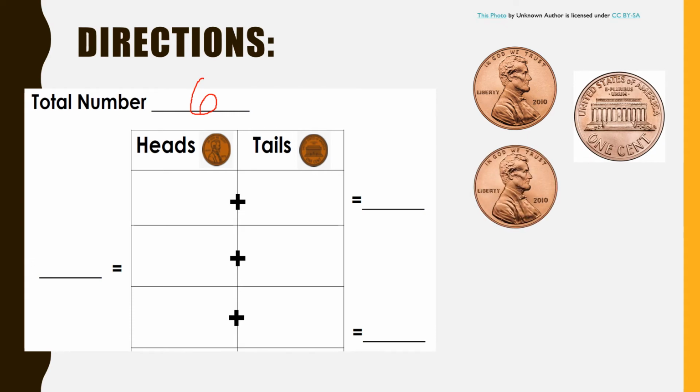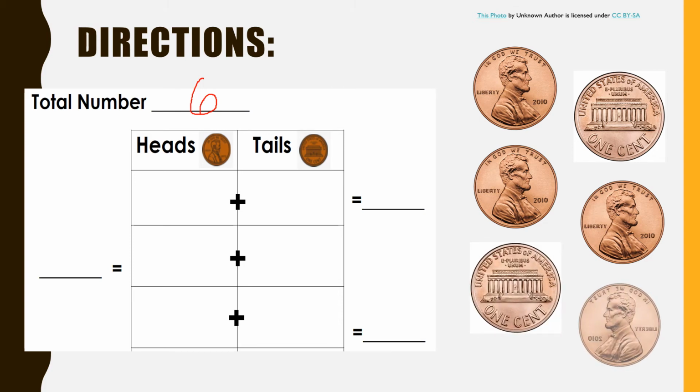As you're doing this, I want you to think about how many pennies land with the head side up and how many land with the tail side up. Okay, with this information, we're going to write it on the first line of the recording sheet to create an equation.